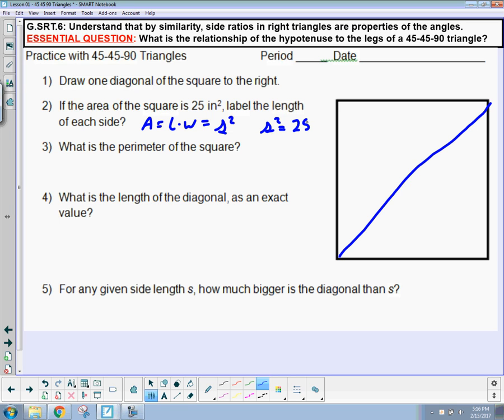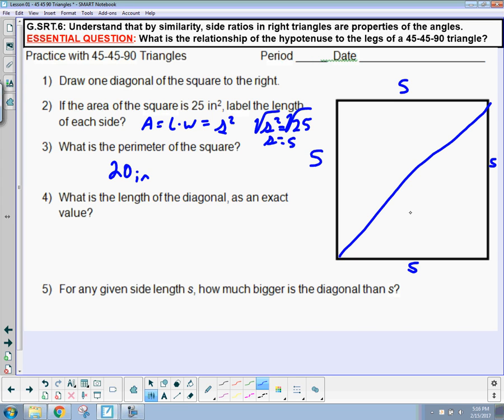What's the square root of 25? 5. So each side here should be 5 inches, of course. What is the perimeter of the square? We'll add them up. 5, 5 is 10. 2 more, 20. 20 inches. Okay, I added 5 plus 5 plus 5 plus 5. What is the length of the diagonal as an exact value?